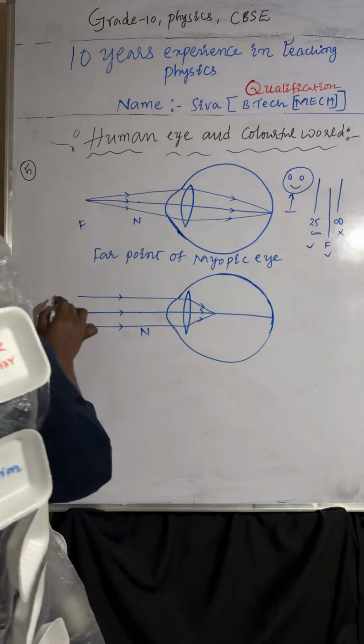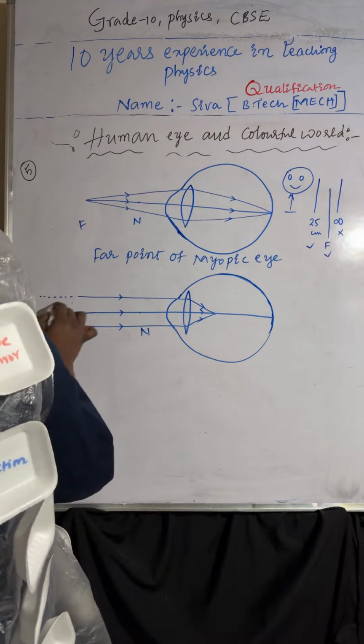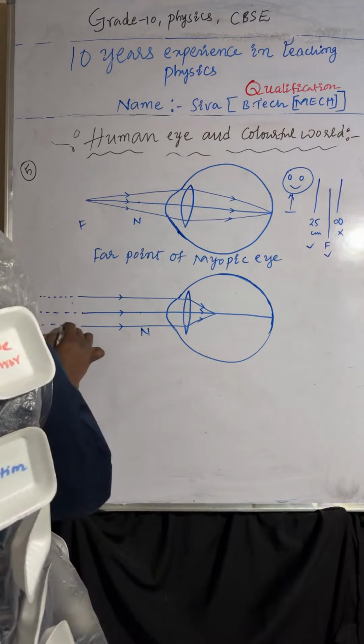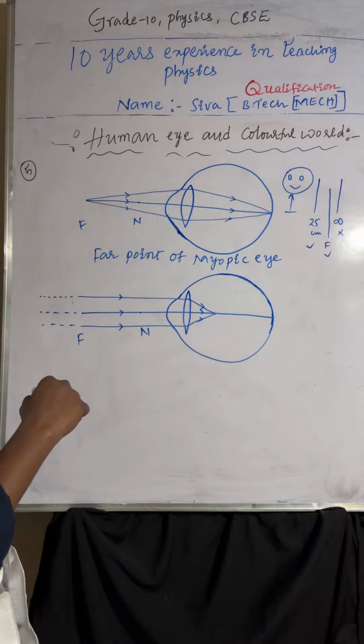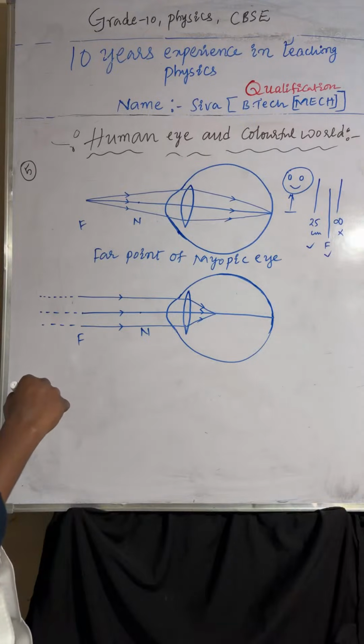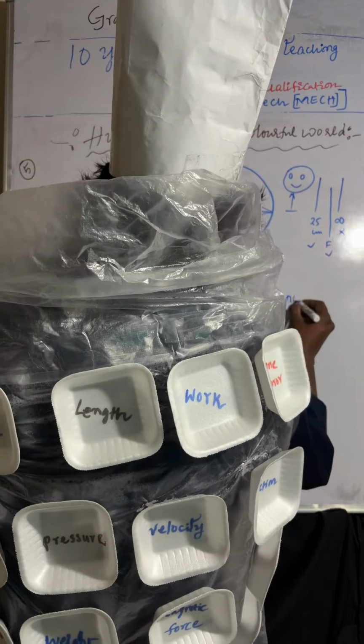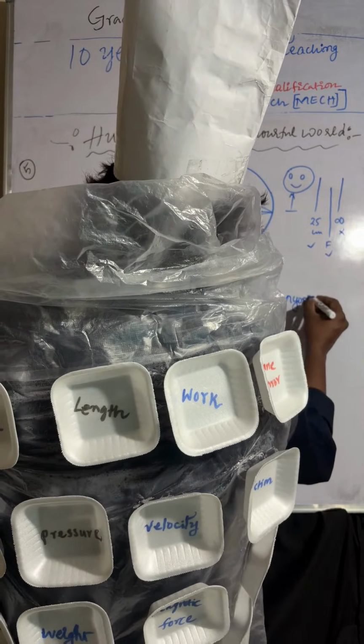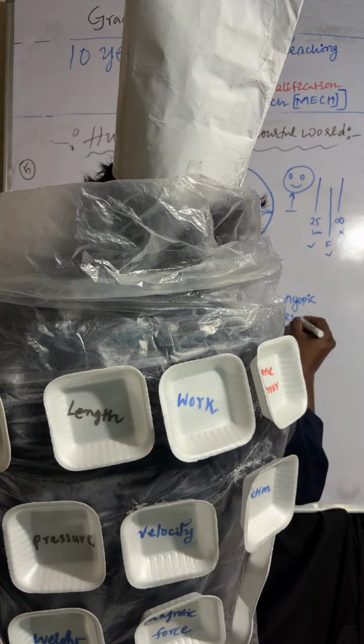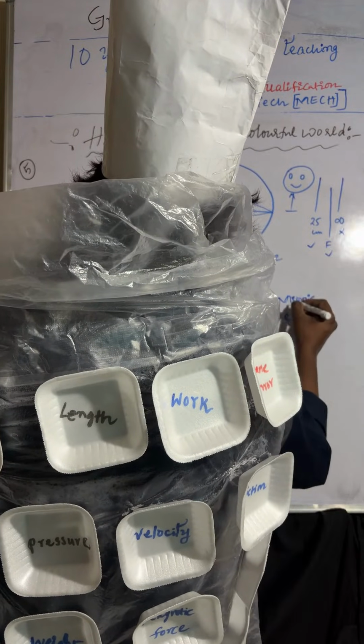So these dotted lines represent light rays coming from infinity. This is the myopic eye. Understood?